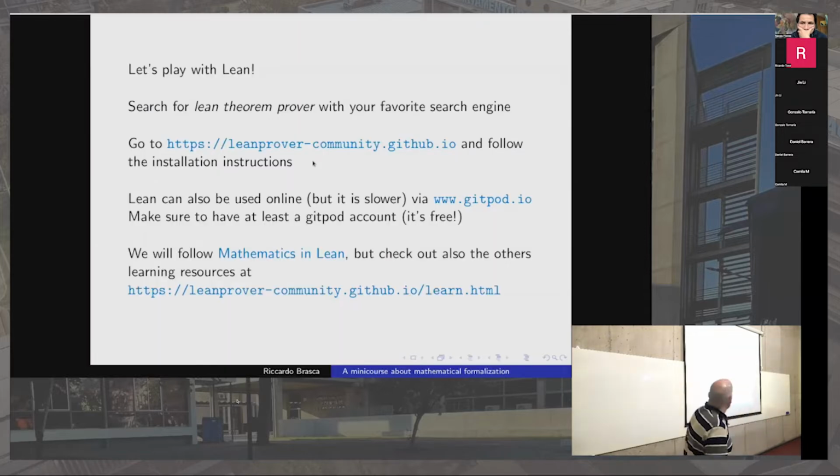Okay, so I think this is the end of my introduction. Really, don't forget to download the slides and to click on these links if you want to try. Now I'm going to show you Lean in practice and start doing some small proofs.